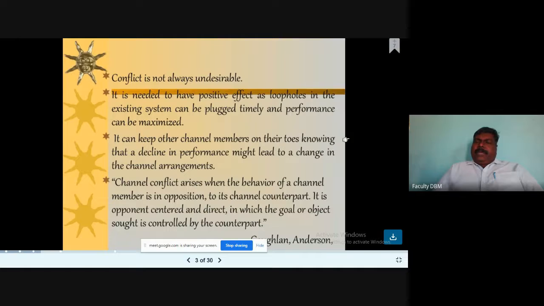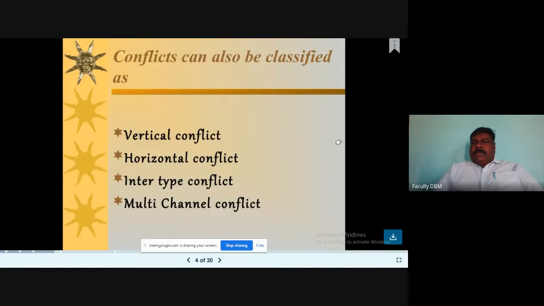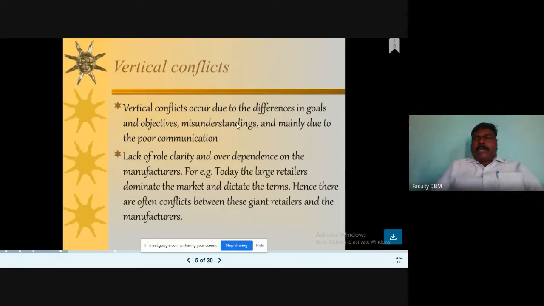Channel members compulsorily disturb among themselves. These conflicts can be classified as vertical conflict, horizontal conflict, intertype conflict, and multi-channel conflict. We'll see them one by one. Vertical conflicts occur due to differences in goals and objectives, and misunderstanding mainly due to poor communication. The problem may come when you don't communicate, and also when you have less communication. That is called vertical conflict. Try to remember, poor communication leads to problems. That is nothing but vertical conflict.